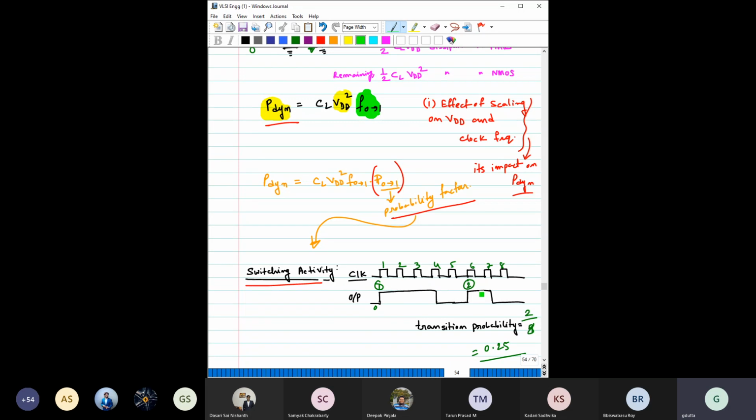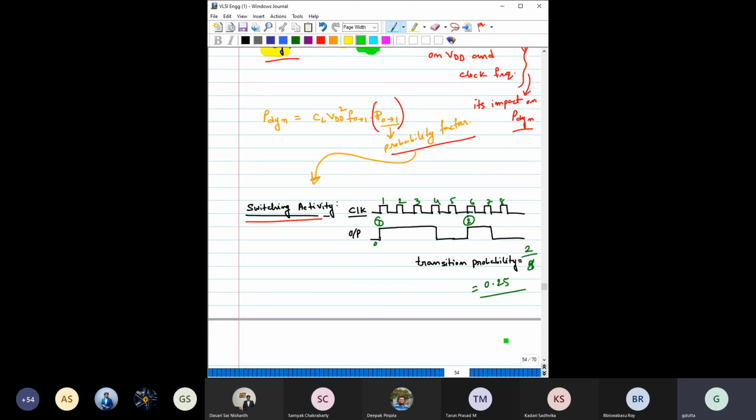We have given a simple example. Say this is the clock continuously coming, but the output for some inverter is changing like this. We can see here, out of these 8 clocks, we have a change from 0 to 1 only for 2 cases. So the transition probability or the switching activity is only 0.25 or 25%. Like that we can calculate.